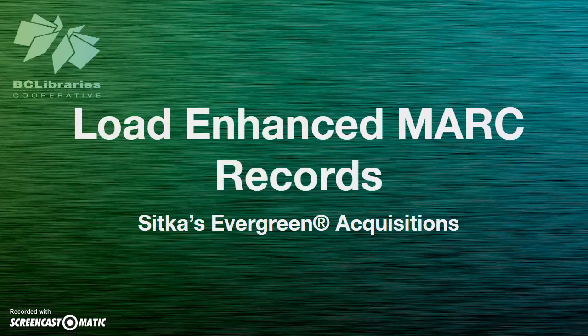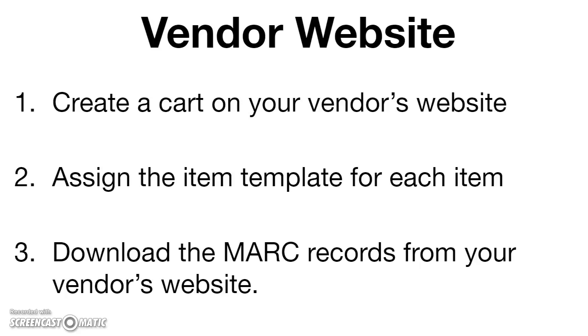This video will cover the procedure for loading enhanced MARC records in Sitka Evergreen. Enhanced on-order records include holdings information in a 970 field. This information is used by Evergreen to create line items with quantity, fund, shelving location, circulation modifier, and price information already added. This procedure begins on your vendor's website.